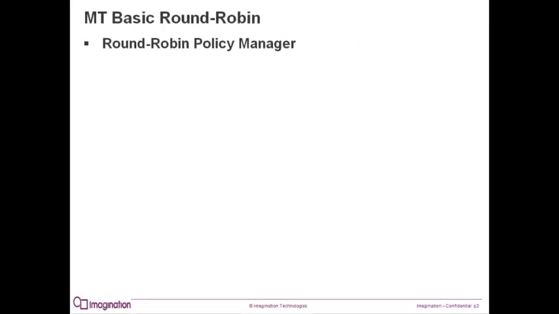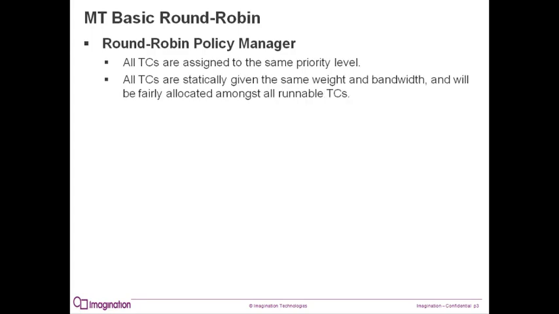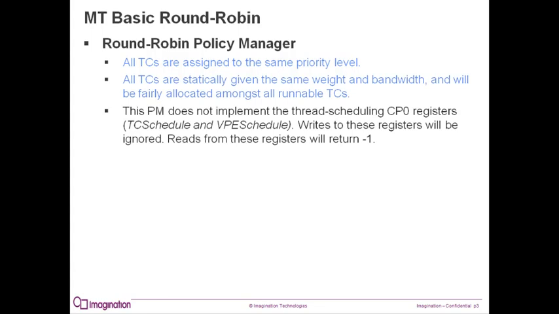The round-robin policy manager implements an equal scheduling algorithm. All threads have the same priority, and all threads have the same weight. The two thread scheduling registers, TC schedule and VPE schedule, have no effect for the round-robin policy manager, and reads from these registers will return a -1, or all bits set.